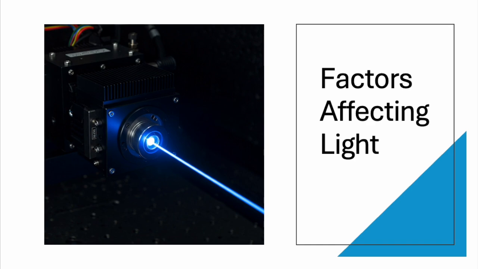Light is a form of energy that allows us to see the world around us. In this presentation, we're going to explore 3 ways that light can interact with matter: reflection, refraction, and absorption.